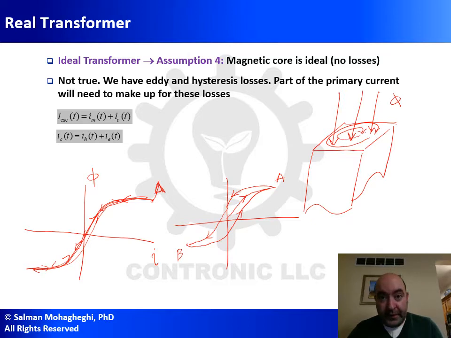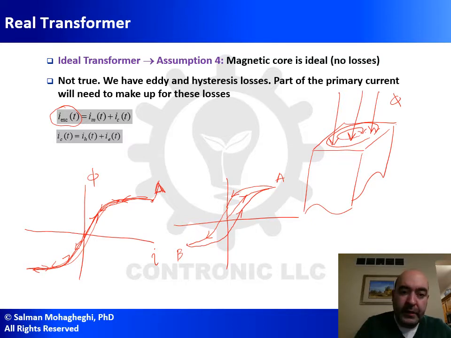That's what we refer to as magnetization current. Another portion of it, based on the discussion we had just now, is going to be used to overcome the losses in the core, which are eddy losses and hysteresis losses. So from now on, we're going to be referring to the total current as the excitation current. That's the current that excites the magnetic core.